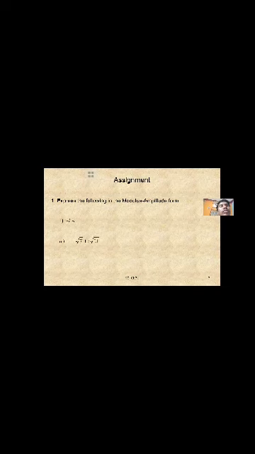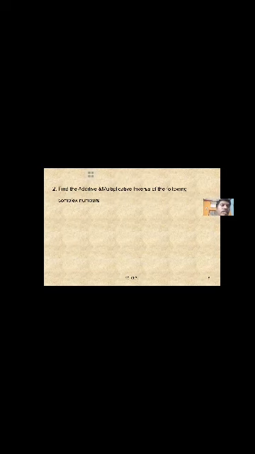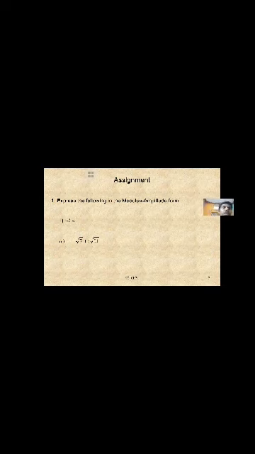First question is: express the following in the modulus amplitude form. Number 1, minus 1 minus i, and number 2, minus root 7 plus i into root 21.